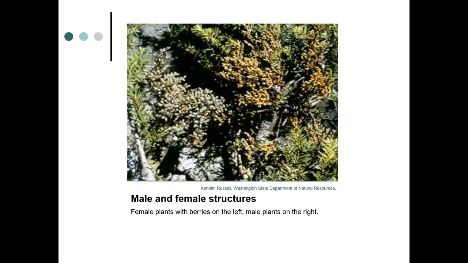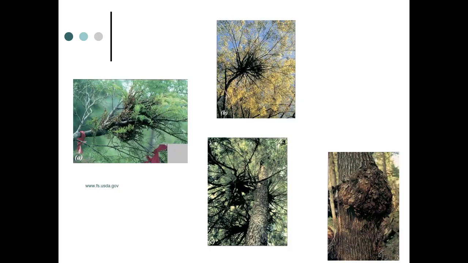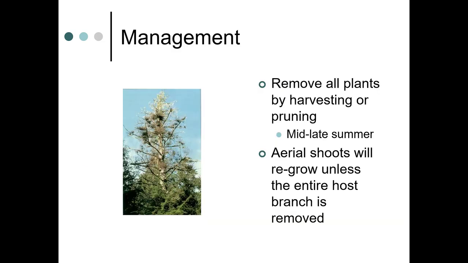And here are the structures. The female plants with berries are on the left, and the male plants are on the right. Here it is again on hemlock. Here are some other types of mistletoe. So you want to remove plants by harvesting or pruning mid to late summer. Aerial shoots will regrow unless you take the entire host branch off.